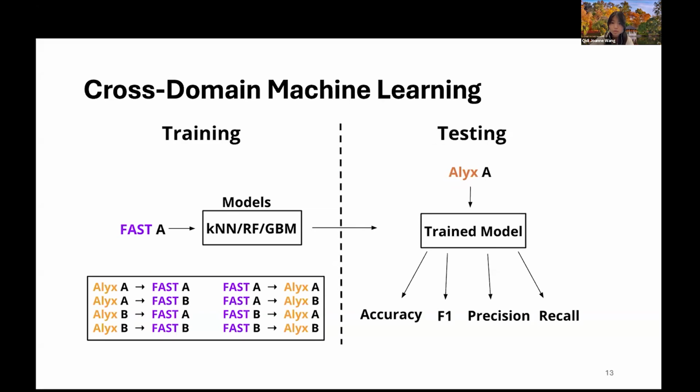The cross-domain machine learning pipeline is very similar. We also start out with the subsets and train the 3 models like before, but this time we test it with a subset from the opposite domain. And in a similar manner, we gather the 4 evaluation metric scores in order to compare our results.